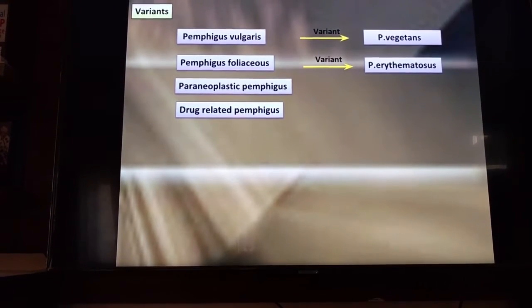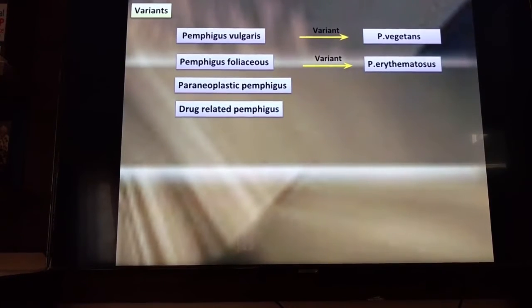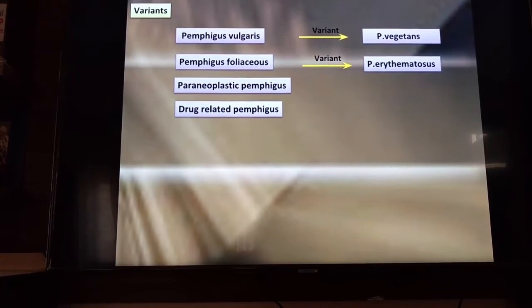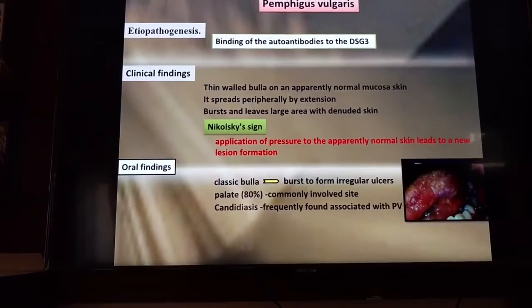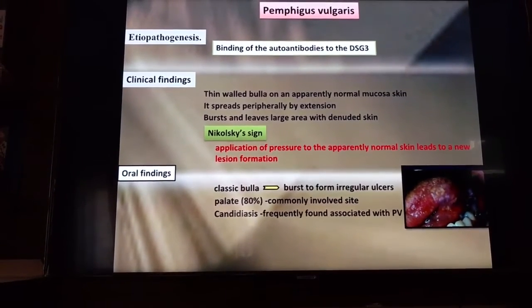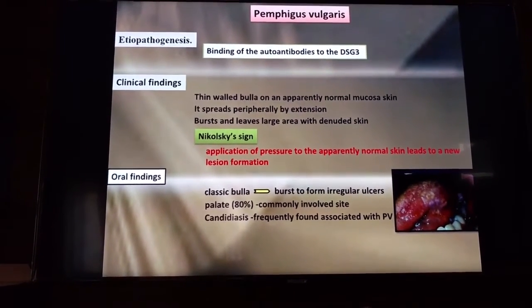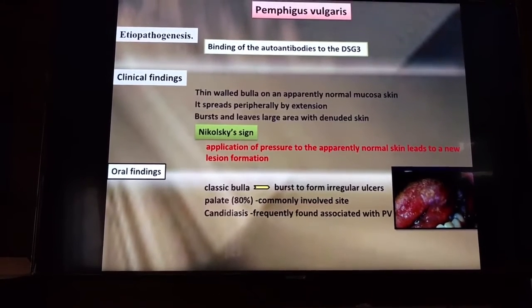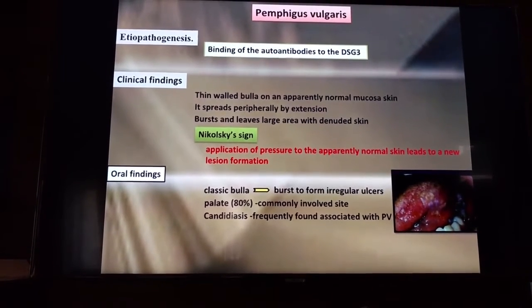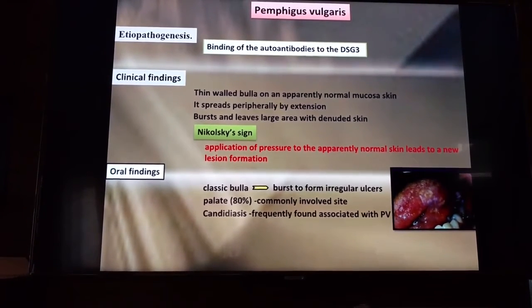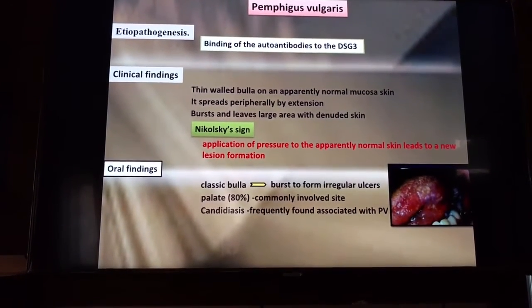In the oral cavity, you will find the presence of a classic bulla, which bursts and can form a candidiasis infection, and that could be associated with pemphigus vulgaris. You can see the various lesions taking place on the palate, on the tongue surface, as well as the lip. It is a marked situation which can occur in the oral cavity.